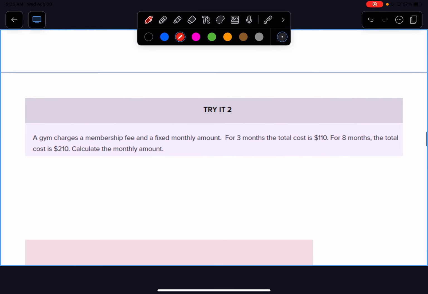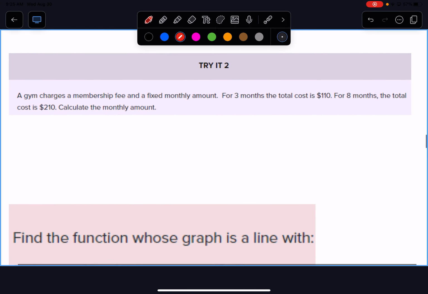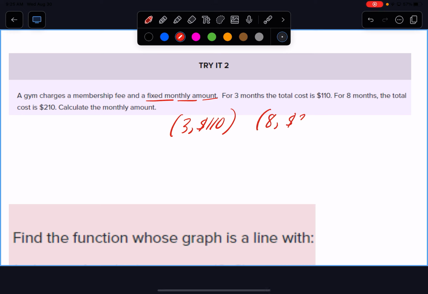All right, let's move on. So it says right here, a gym charges a membership fee and a fixed monthly amount. Because they use the word fixed, that means every month they charge this exact same thing. So that's a linear pattern. So it says for 3 months, the cost is $110. And then at 8 months, the cost is $210. Because it's linear, it doesn't matter which 2 points. Can't we find the rate of change? Yes? So we would find the slope by doing subtract your y's divided by subtract your x's.